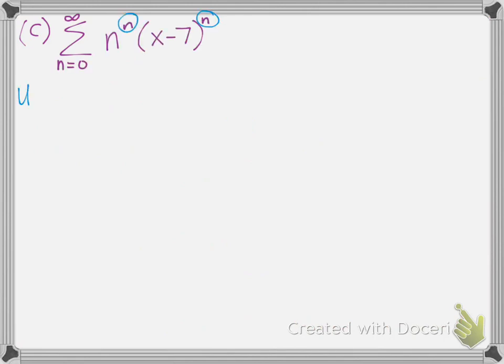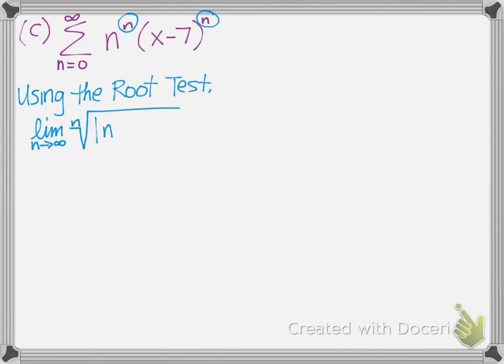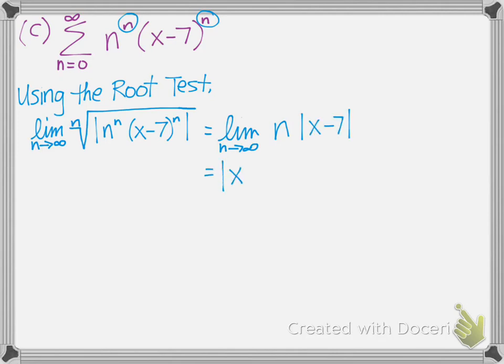Here is letter C. I notice that both of these are raised to the power of n. So I'm going to use the special case of the ratio test, which is the root test, and take the nth root of the a sub n. So using the root test, I have the limit of the nth root of all of that. And don't forget on that, sorry, got a little ahead of myself, to include the absolute value. So the n's are gone and the absolute value remains on the x.